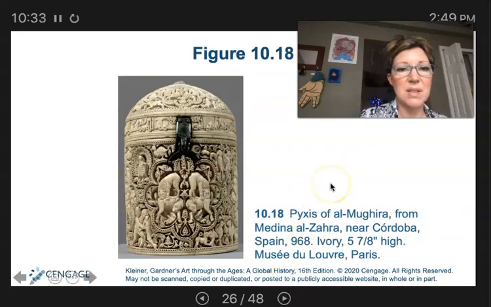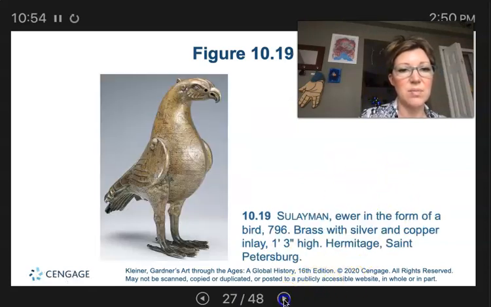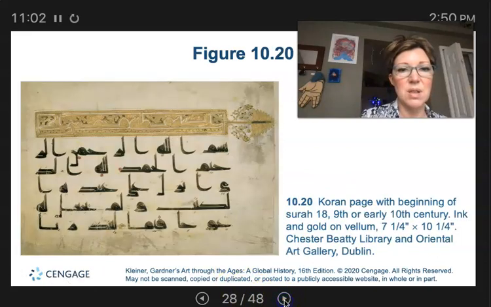Alright, this is a pyxis of Al-Maghura, and it is a very famous cylindrical container that would have been used to hold cosmetics. And this was a gift for the 18-year-old son of a caliph. So the caliphs were kind of like the civil and religious leaders of this era. Suleiman, we're going to hear a lot more about him. So this is one of his early sculptures.